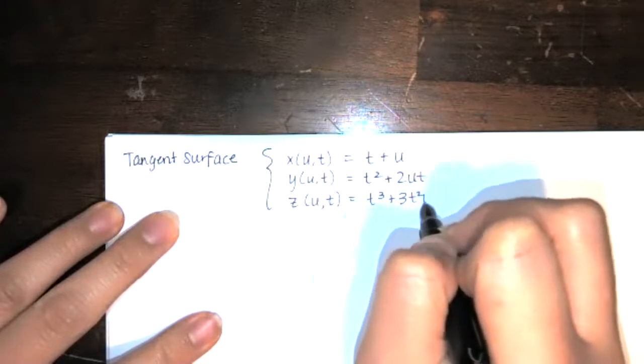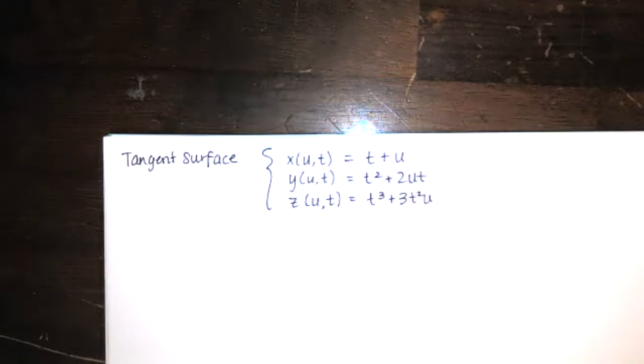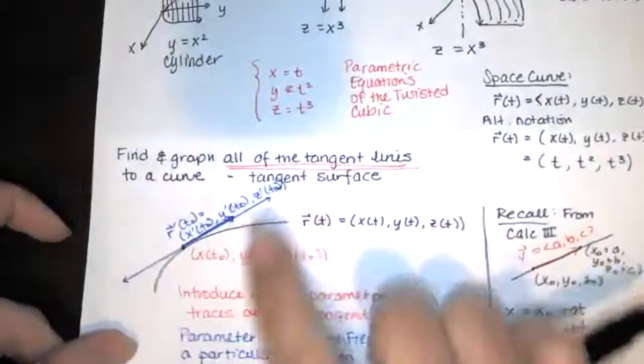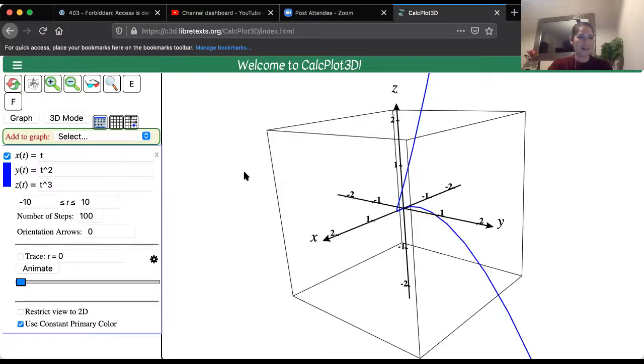Different t values give us particular locations, points of tangency on the twisted cubic. Different u values sort of take us away from that twisted cubic and take us off to other points on that tangent line. So let's see how that works when we graph it in CalcPlot3D. Okay, so we've got our twisted cubic right here, given by the parametric equations t, t squared, and t cubed, respectively, for x, y, and z.